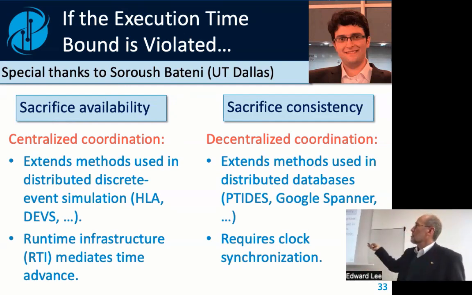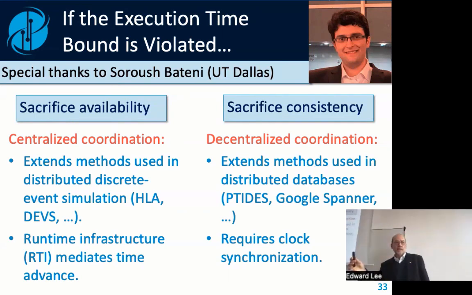If you use decentralized coordination, which is what is used also in Google Spanner, Google's global database system, they use something very similar to our decentralized coordinator. If your network breaks, this will sacrifice consistency. So it preserves availability at the expense of consistency. Each component continues to process events even if it loses network connectivity altogether. This technique requires you to synchronize clocks and requires you to put some bound on your assumptions about the clock synchronization error.